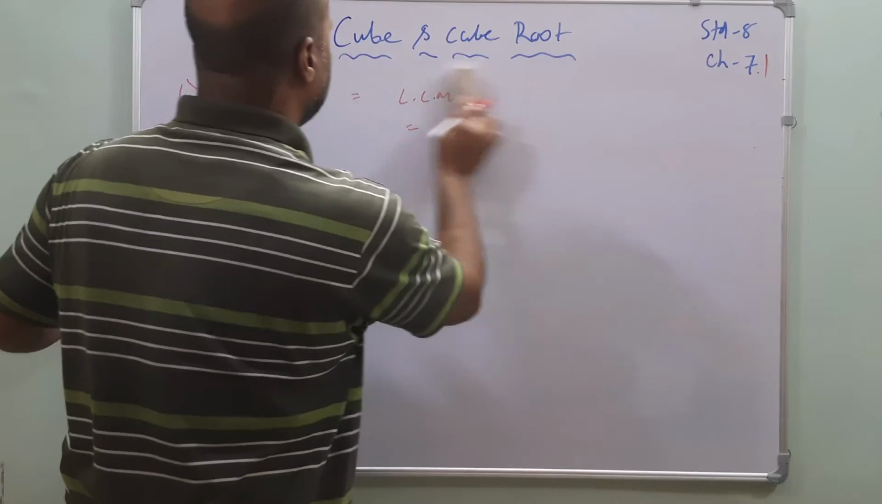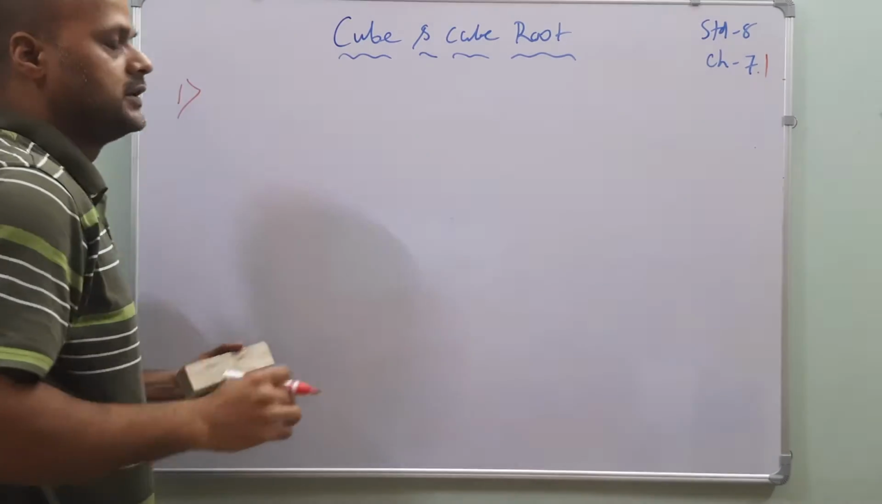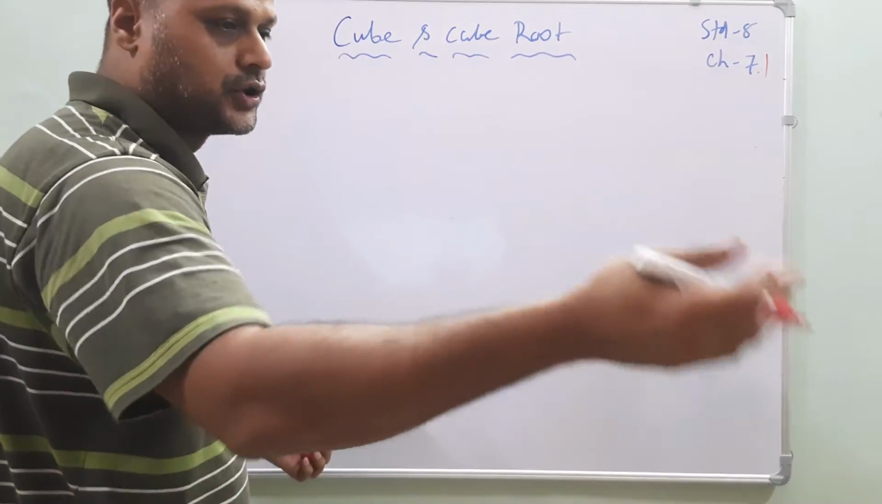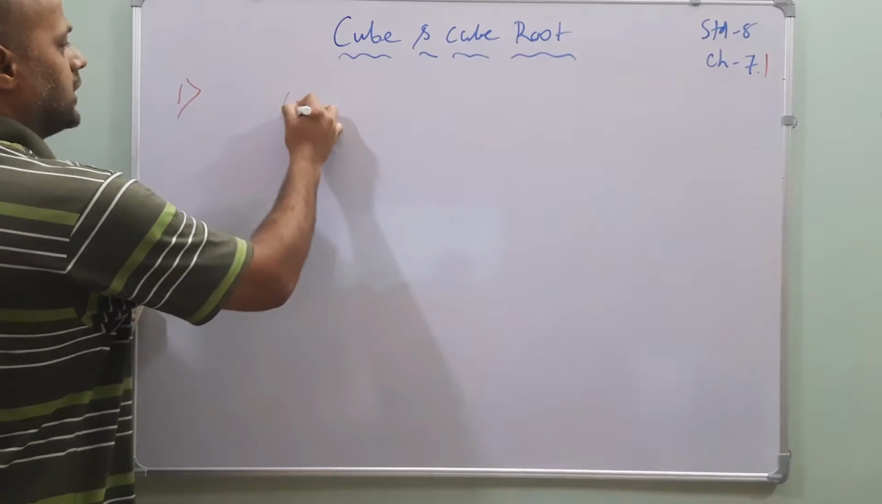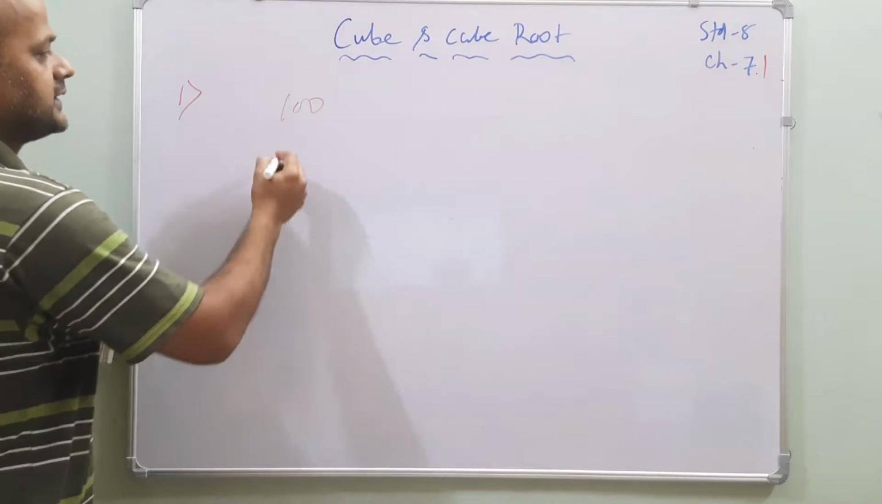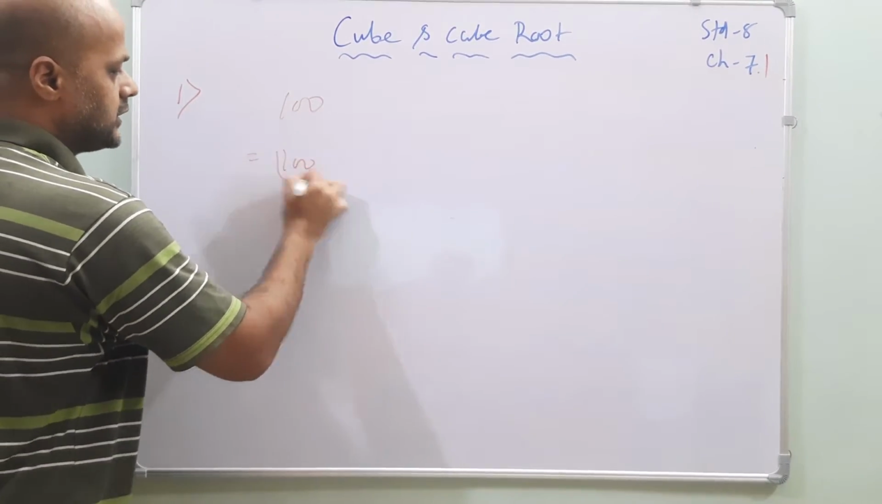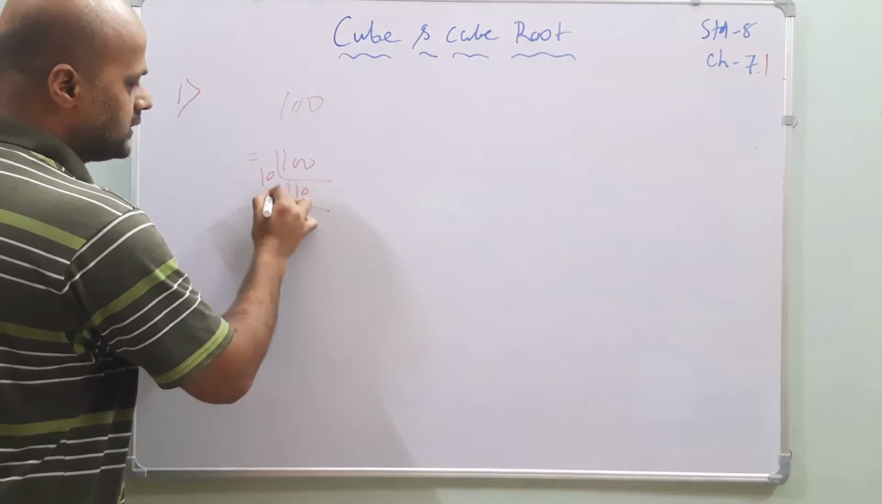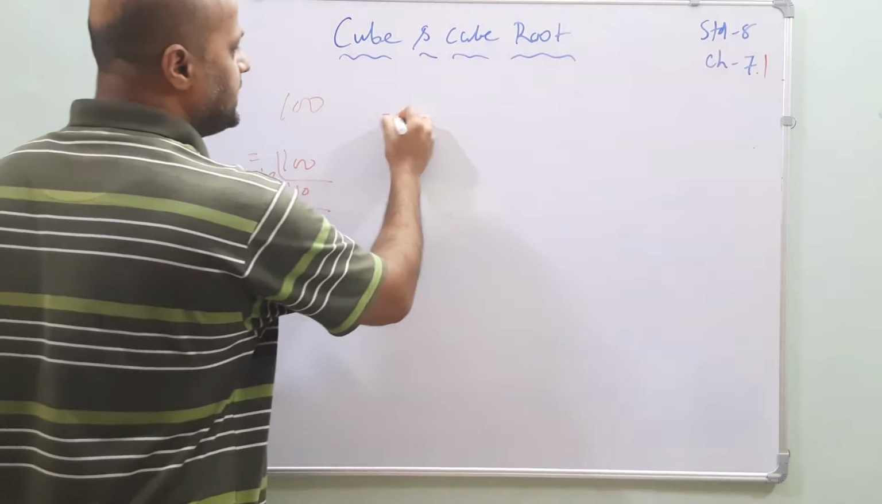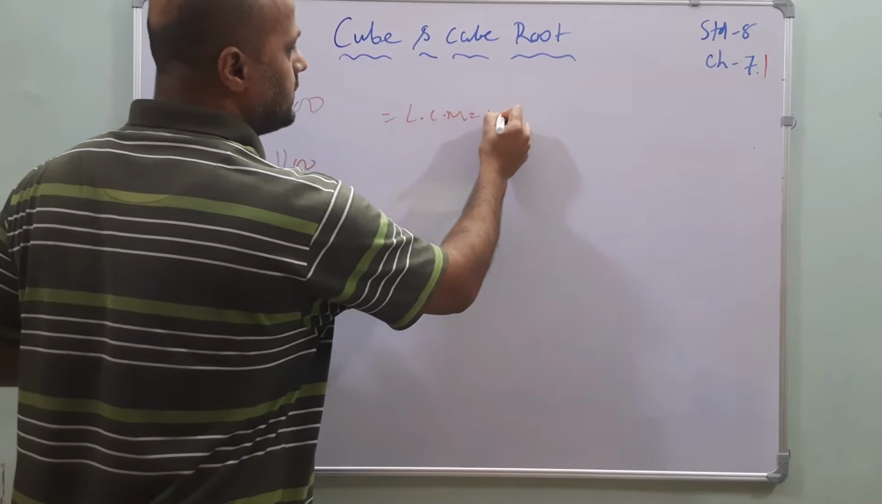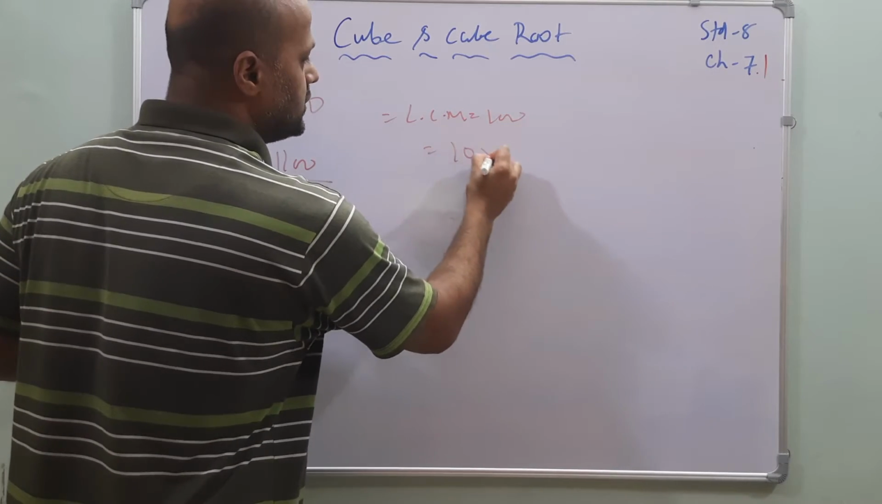Go for it. What is that? The number is given. Suppose your number is 100. Now, what is the LCM of 100? First find out. Ten tens are 100, ten ones are 10. So what is the LCM of 100? The LCM of 100 is nothing but 10 into 10.